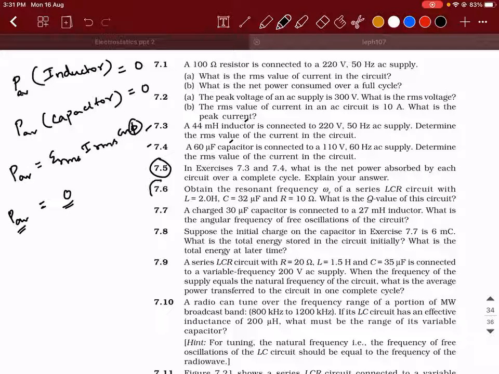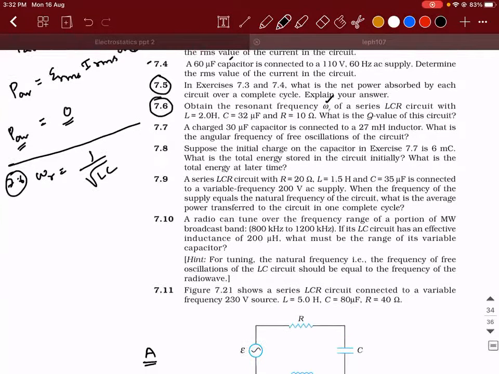Okay. Similarly, 7.6. I'm only going to give you the formula, you people do it, okay? 7.6. What is the resonant frequency? Omega R is 1 by root LC. So L is given, C is given, substitute it, you will be able to understand. Similarly, what is the value of Q? Q is 1 by R into root of L divided by C. Okay. R is given, L and C are also given, substitute it, you will get the answer.